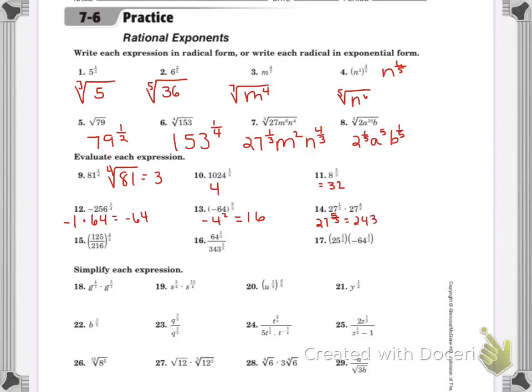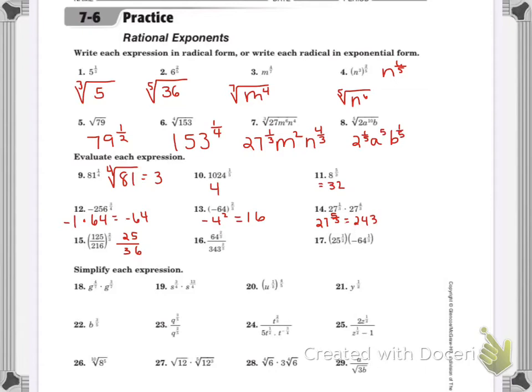Okay, so it might take you a little bit of work on these to figure them out. On a problem like 15, since it's in parentheses, both of those numbers are getting the exponent 2/3. And if you do 125 to the 2/3, you get 25. And if you do 216 also to the 2/3, you get 36. So keep in mind you do both the numerator and the denominator to the 2/3 exponent.